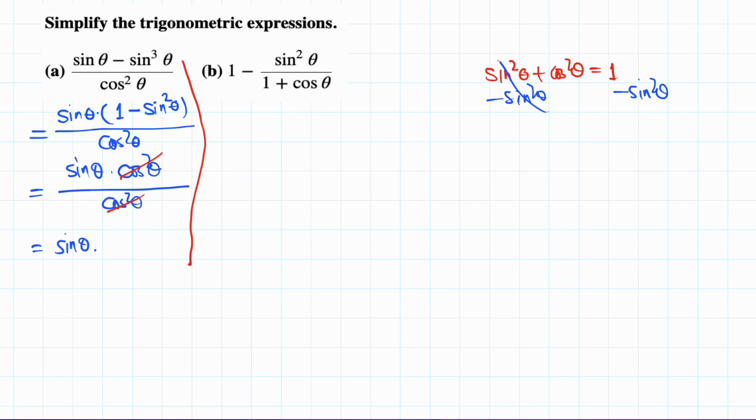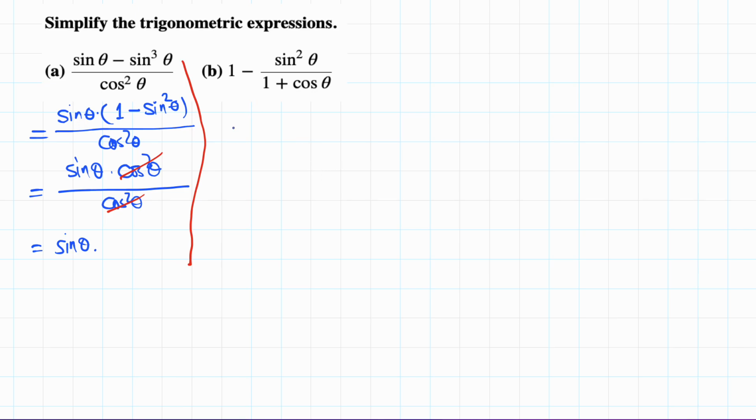Now in part B, we got 1 minus sine square theta over a fraction. So 1 minus a fraction. Whenever we have two fractions, we can make 1 as 1 over 1. To combine the fractions we have to make a common denominator.